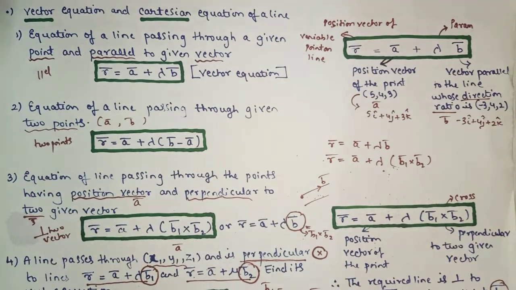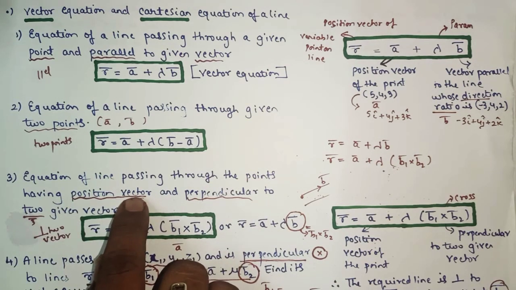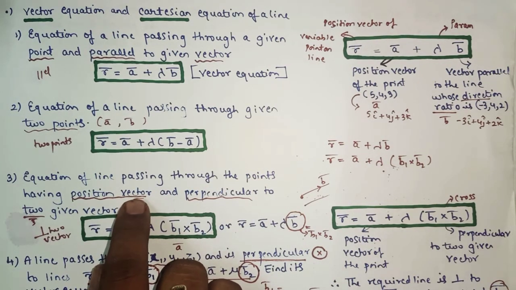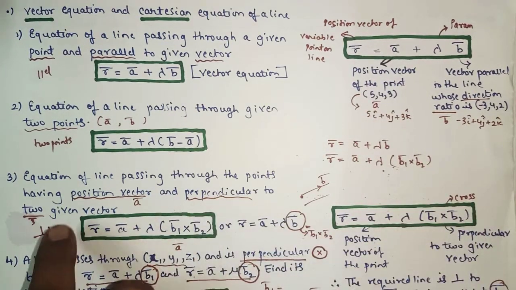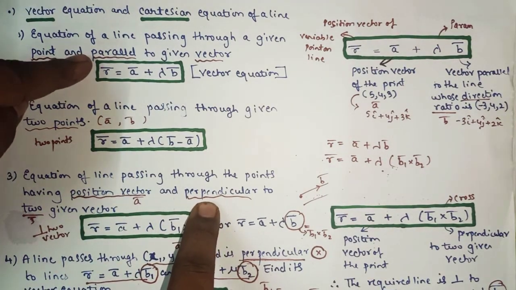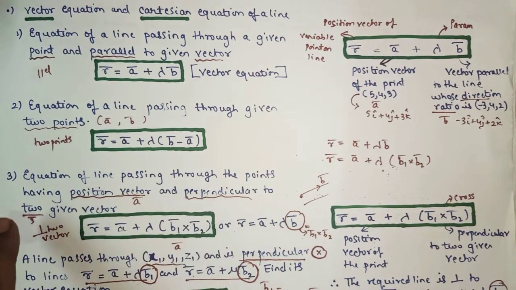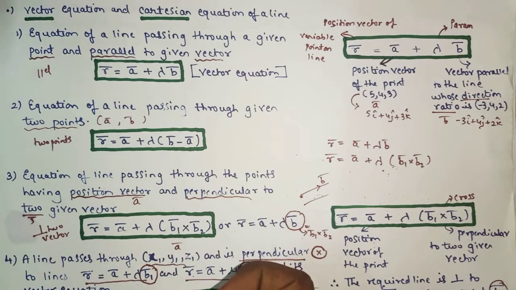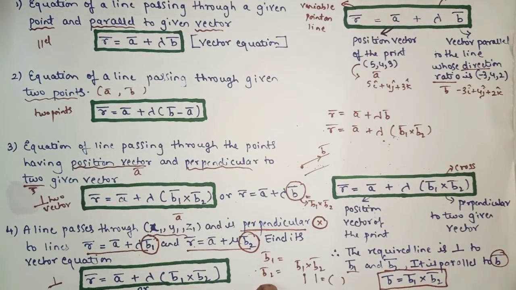The third formula of the vector equation you use when they say the equation of a line passing through a point having the position vector, position vector meaning a bar, yes or no? And it is perpendicular to the two given vectors. See the difference, here it is perpendicular, there it was parallel. Whenever they say perpendicular to the two given vectors, the required line will be parallel to what? b1 cross b2.